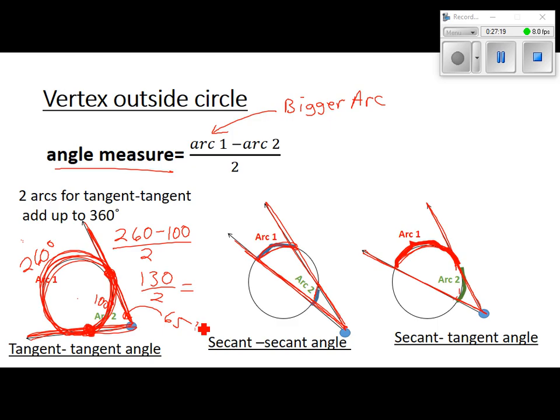And we do the same thing on all of them. And again, these could be a little tougher because they could tell you one of the arcs and the angle, and then you have to put it in here in that form and then solve the equation.